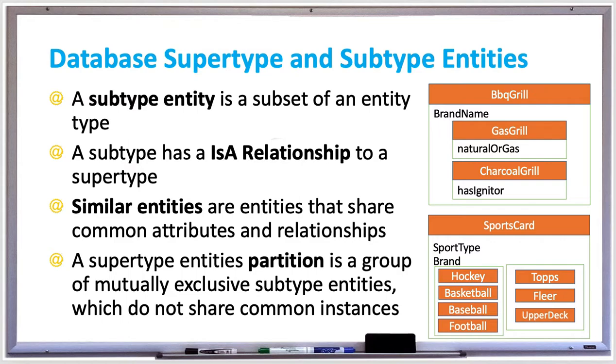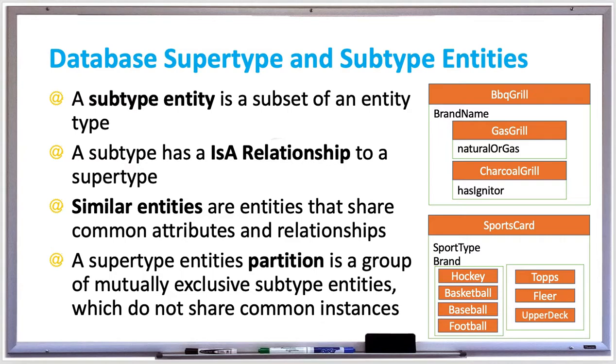Each of the partitions corresponds to a partition attribute of the supertype entity. The partition attribute indicates which subtype entity each instance belongs to. For example, type is a partition attribute of the artist supertype entity, and the code M indicates that the artist is a musician, and the code P indicates that the artist is a painter. A supertype entity can have many partitions, one, or none.